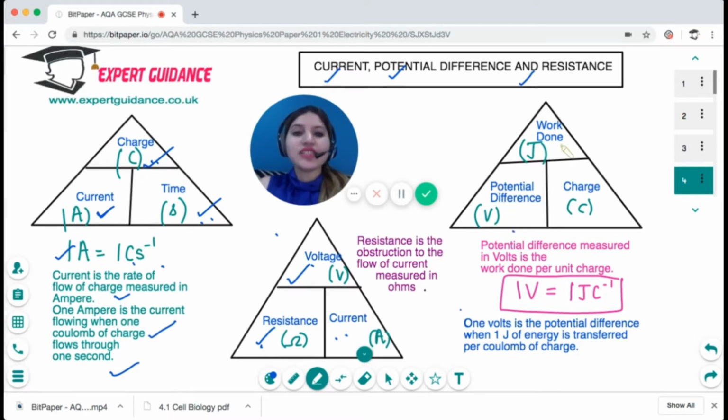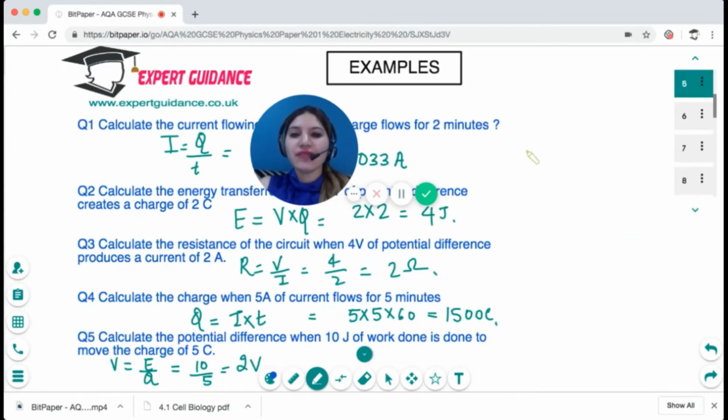Potential difference is work done per unit charge. So potential difference is measured in volts, work done is measured in joules, and charge is measured in coulombs. So 1 volt is 1 joule per coulomb. So 1 volt is the potential difference when 1 joule of energy is transferred per coulomb of charge. Okay, so I hope these definitions of current, potential difference, and resistance are clear to you.